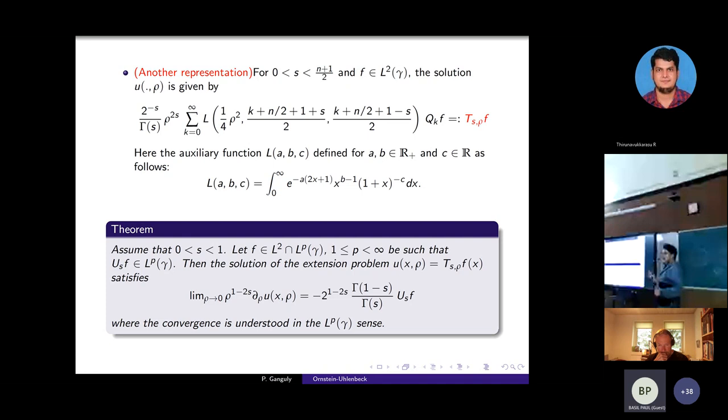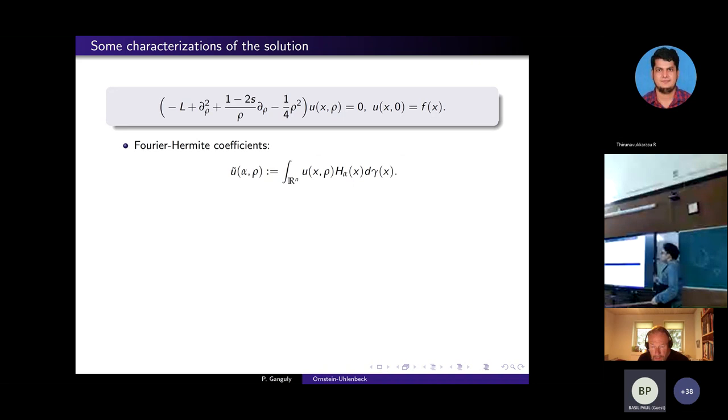Now I will take a slight detour and talk more about the extension problem. We will talk about the general solution of the extension problem we are considering. So this is the extension problem. Now in the Euclidean case, how do you solve it? You take the Fourier transform, you reduce it to an ODE, solve the ODE, and then you go back. Here we will do similar things, but in the discrete setting.